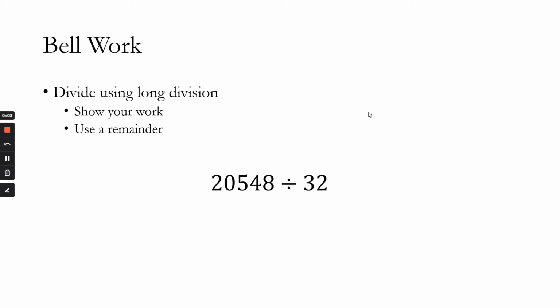All right, this is section 4.2, properties of division. Before we actually get into this section, I want to go through and do our bell work together. So I'm going to take 20,548 and divide it by 32. You probably remember this from elementary school. So this is our long division here.